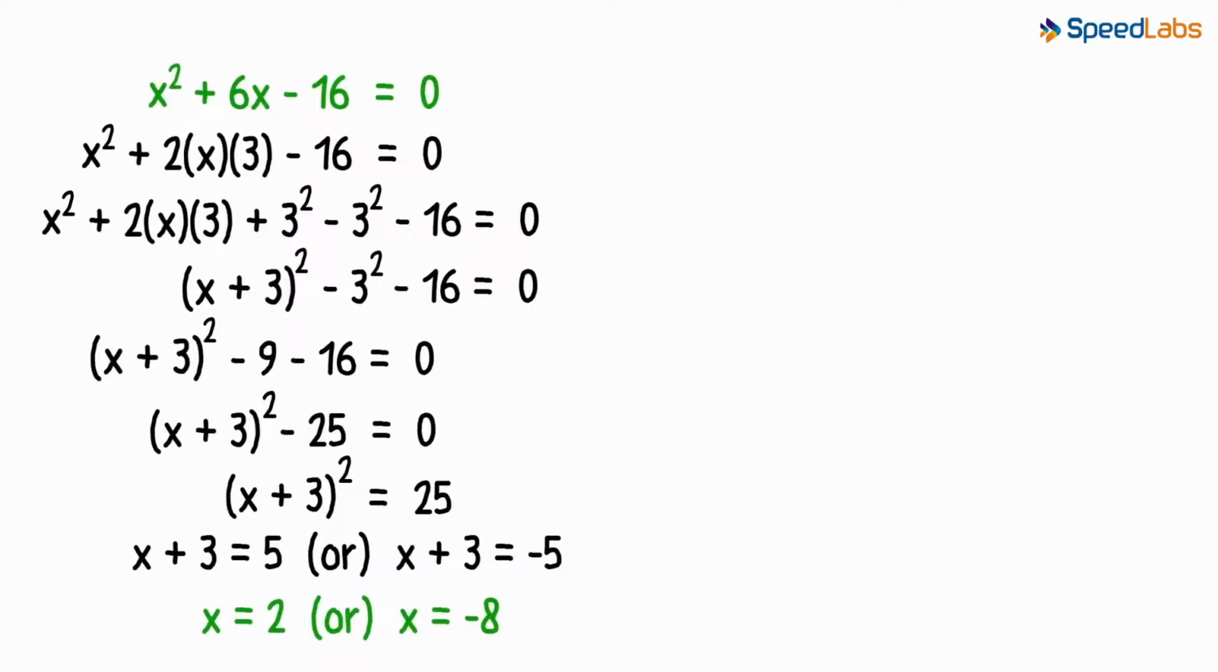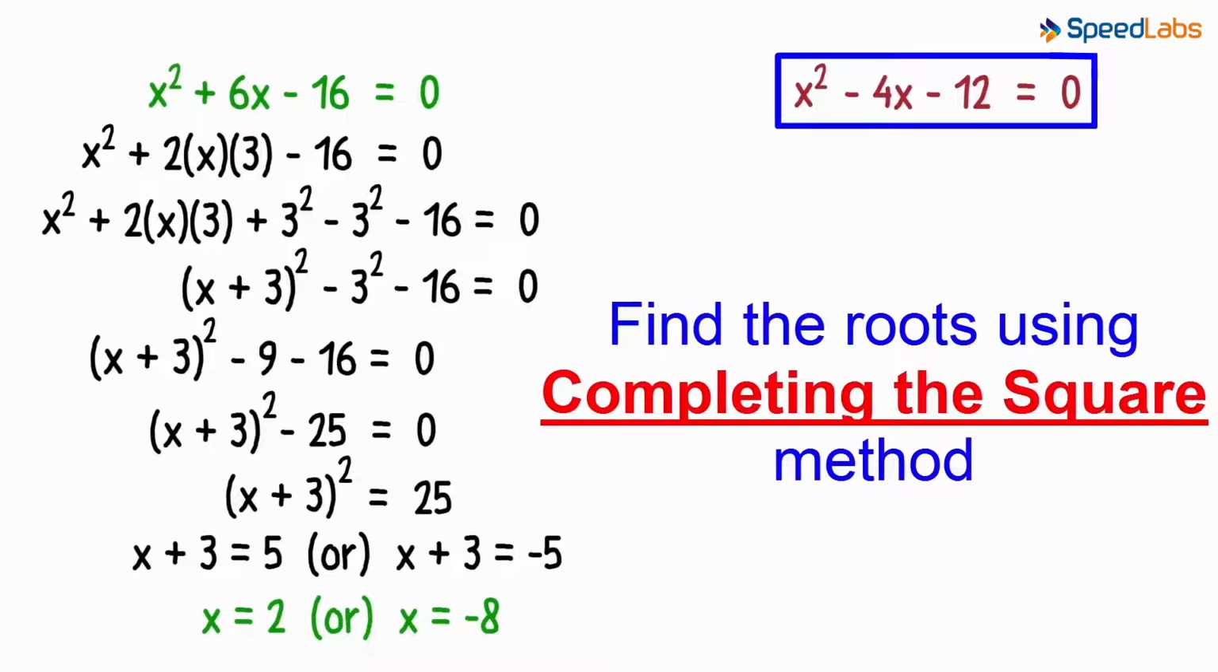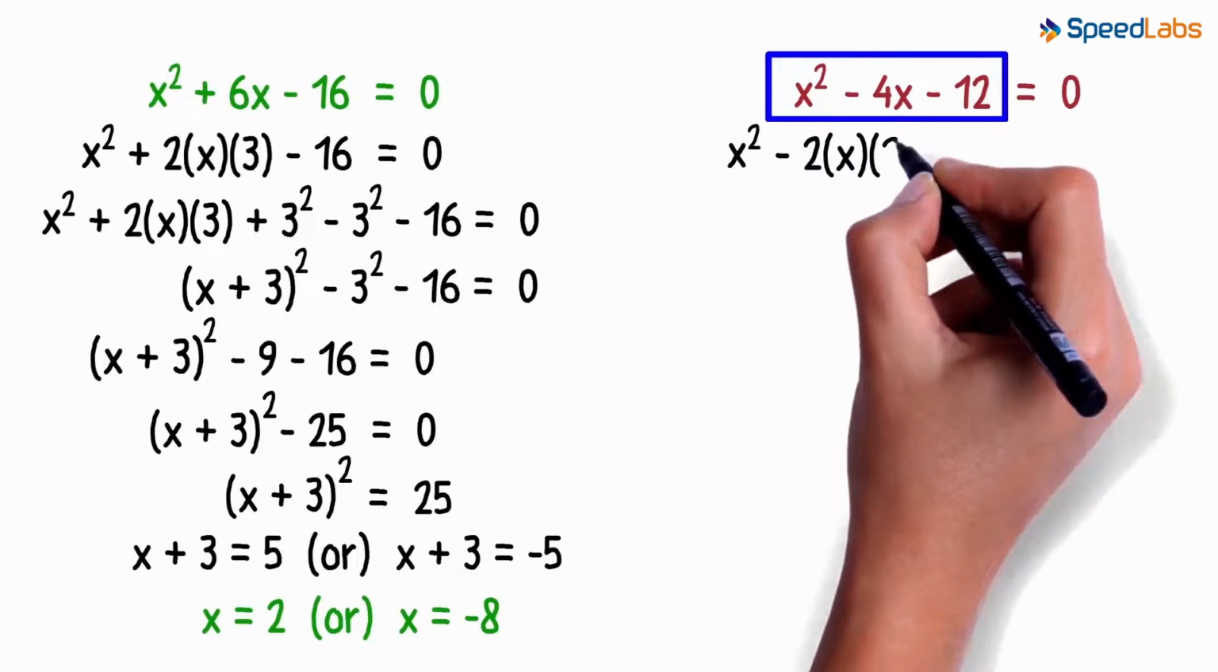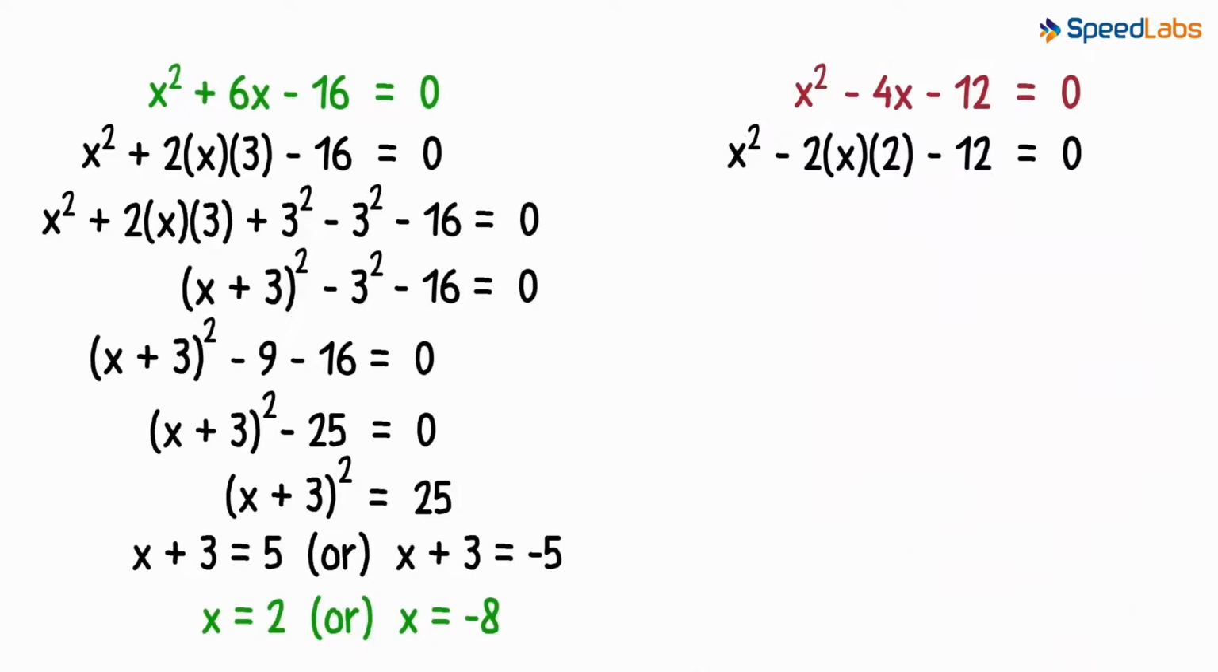Now let's try another example here on the right. We need to find the roots of this quadratic equation using completing the square method. Why don't you give it a try? Okay, so the first step is to look at the variable part. Next, we write this in the form 2ab. We can write it as x squared minus 2 times x times 2 minus 12 equals 0. And now we know that b is 2. So we add 2 squared and then also subtract 2 squared to get the equation unchanged.